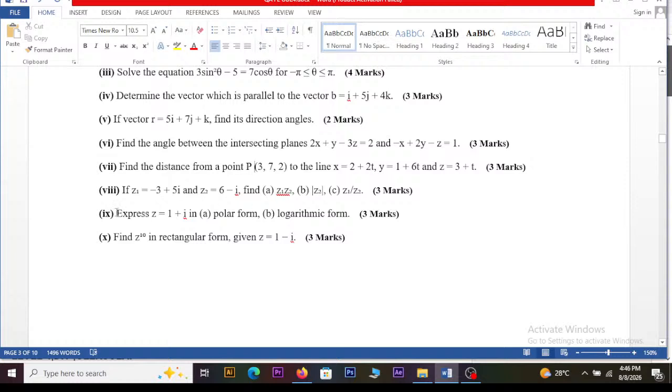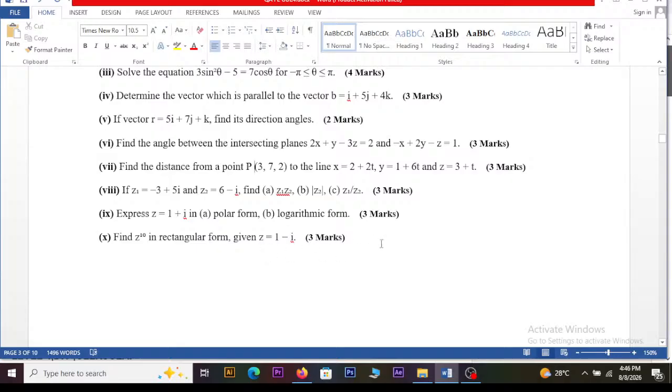Question 1 Roman 9. Express Z is equal to 1 plus i in A, polar form, say it, B, logarithmic form. 3 marks. We are going to solve every question that we read. Then question 1 Roman 10. Find 2 power 10 in the rectangular form given Z is equal to 1 minus j minus i. This is 3 marks. Swali la 8, swali la 9 na swali la 10 yanatoka katika topic inaitwa complex number.